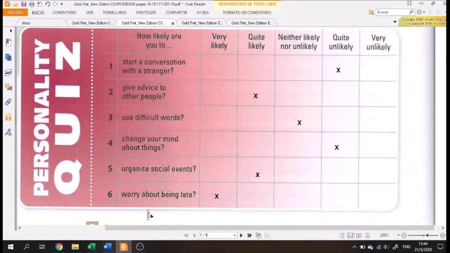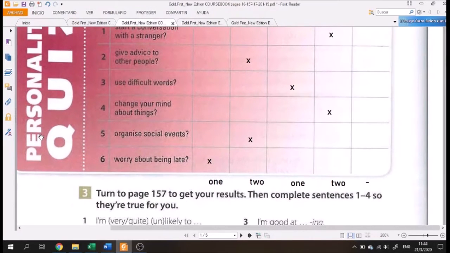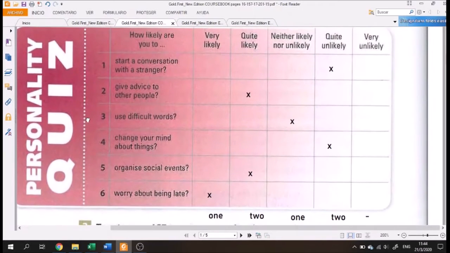Now we are going to count how many of each of these we have. I have one very likely, two quite likely, one of the neutral ones, two quite unlikely, and nothing here. Okay, so these are my results. I'm going to show you. You are supposed to do the same with yours.